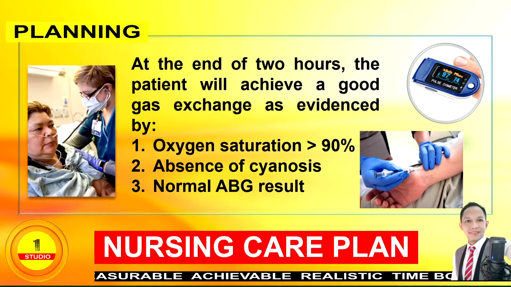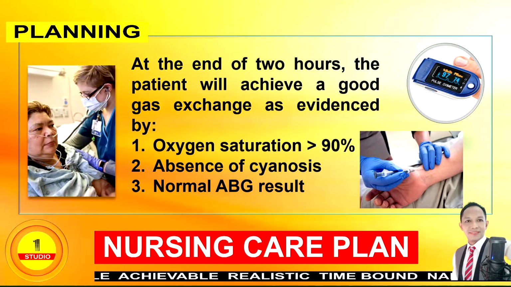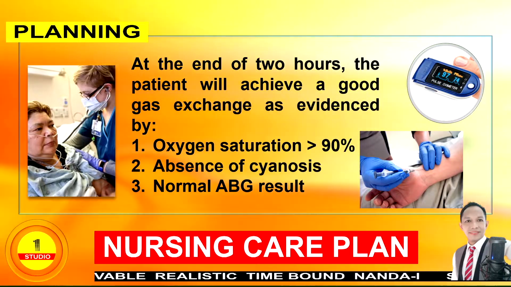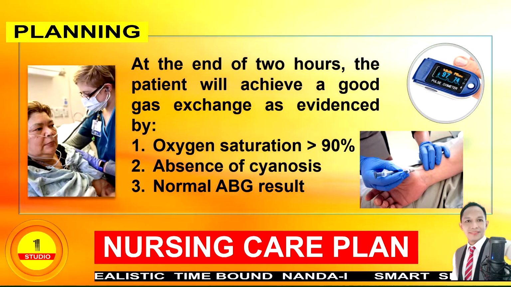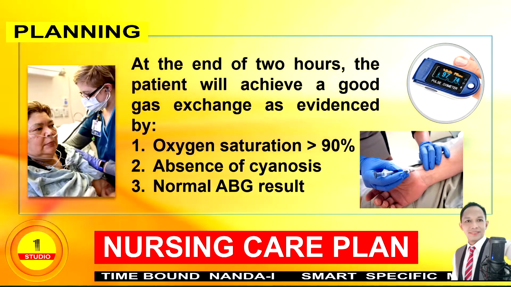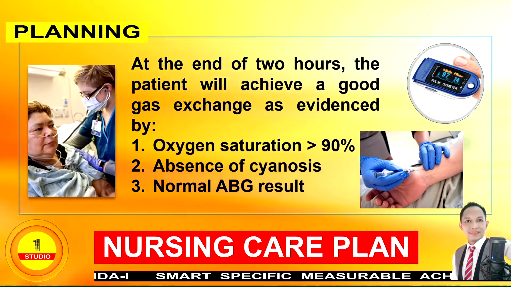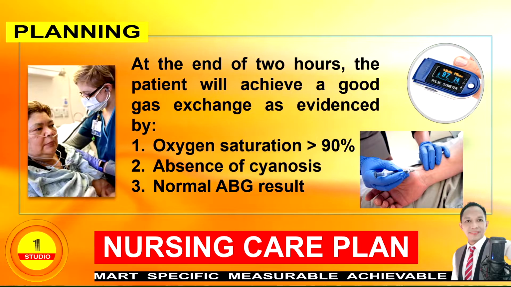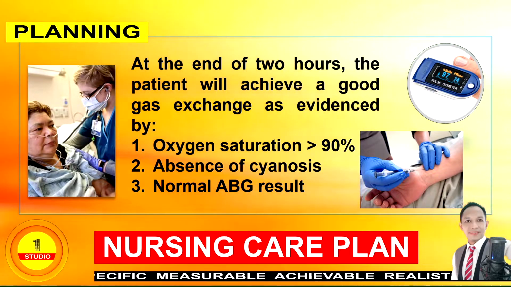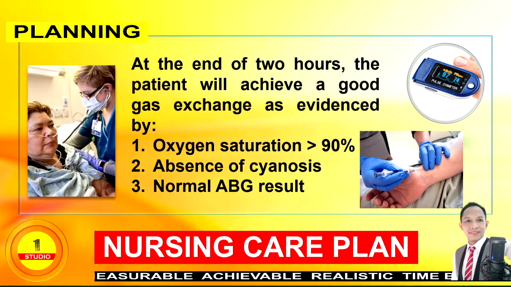It should be measurable and achievable, as you can see on a target oxygen saturation of above 90% and a normal arterial blood gas result. The plan of care must be realistic and time-bound, as stated at the end of 2 hours. Let us dissect our planning statement.